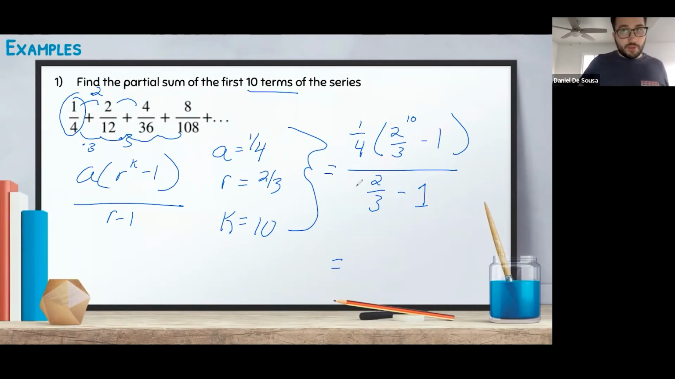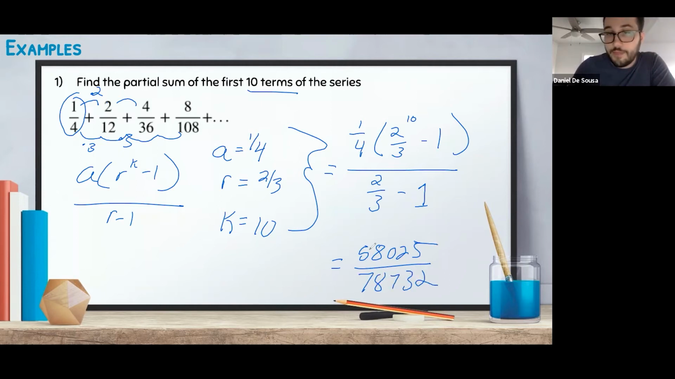All right, so I hope you try this on your own. Again, do not write it as a decimal number, because what's going to happen is you're all going to round. Rounding is not an exact answer. If the question does not tell you to round, don't round. So I got the following: 58,025, all divided by 78732. That is my answer.